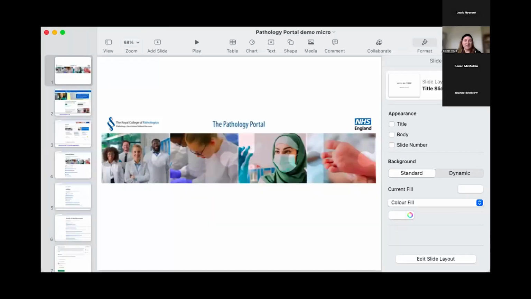Thanks very much, Ronan, and hello everybody. My name's Esther Hughes. I'm a histopathologist. I'm currently working at the University of Glasgow as a full-time autopsy pathologist. So I know nothing about your specialty, but I am here to tell you about the pathology portal. As Ronan said, I'm the clinical director for digital pathology education at the college, which basically means that I oversee the pathology portal.